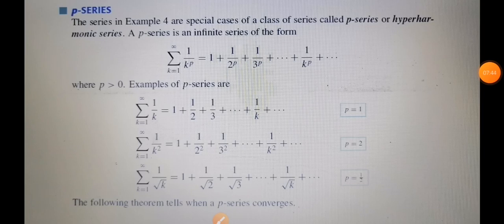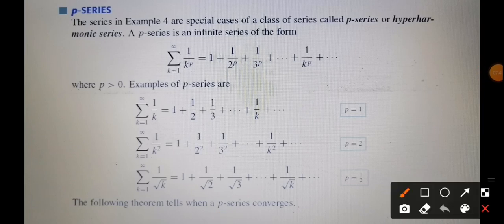Next we have the P series. The P series is also named the hyperharmonic series. It appears in the form summation k varying from 1 to infinity of 1 over k raised to the power p, where p is greater than 0. That is, it is a positive real number. It cannot equal 0.